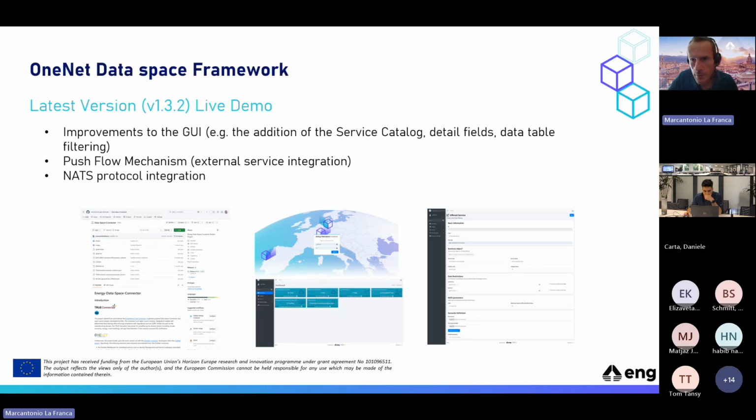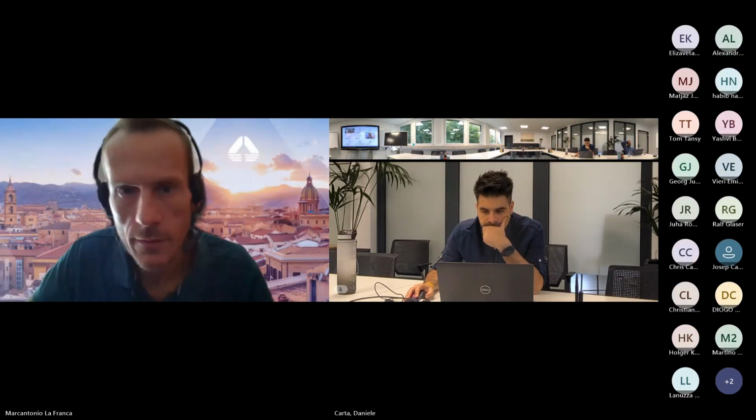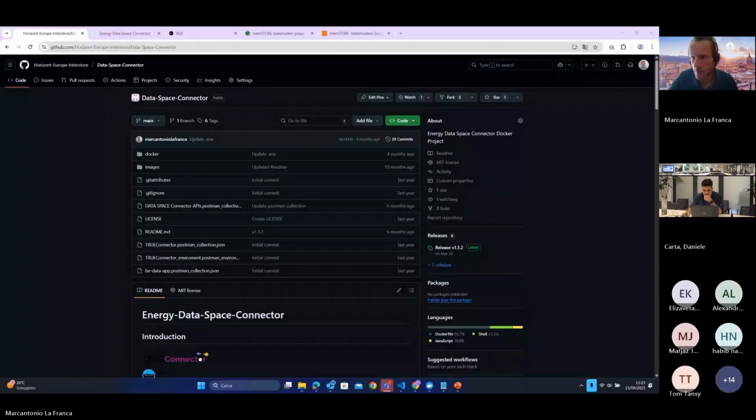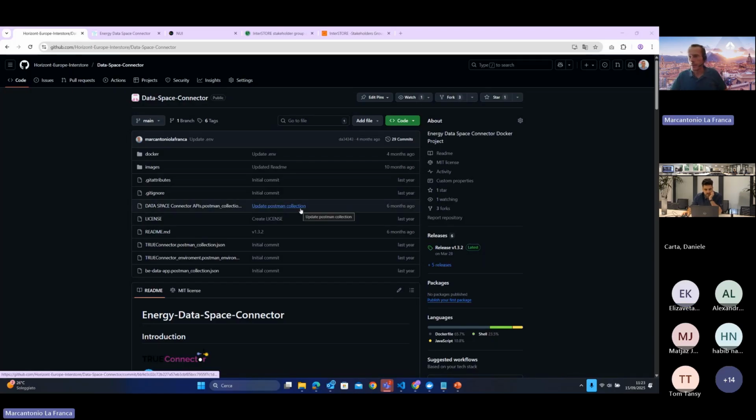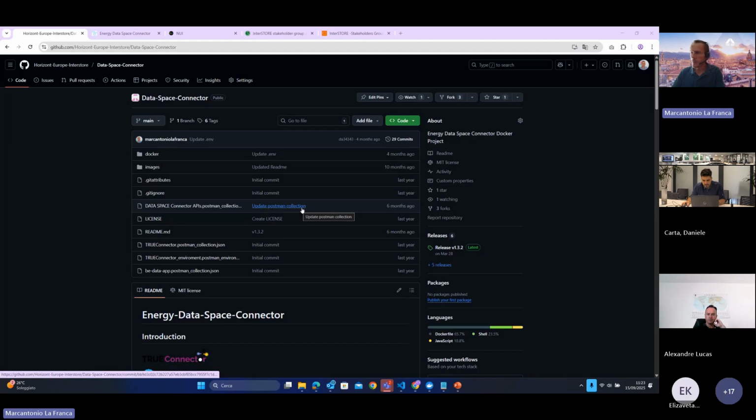I have to share my screen to present the live demo. So okay, can you see my screen? Yes. Okay. In this page, we can see the GitHub repository of the Energy Data Space Connector. From this repository, you can get the project and the configuration to start a new installation and configuration of a data space framework.